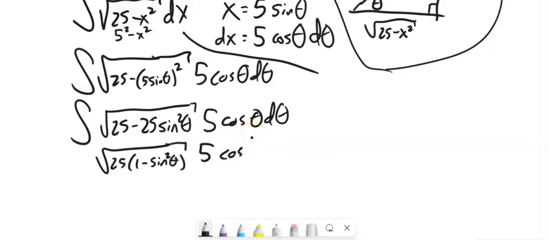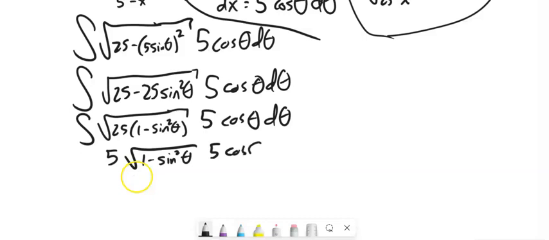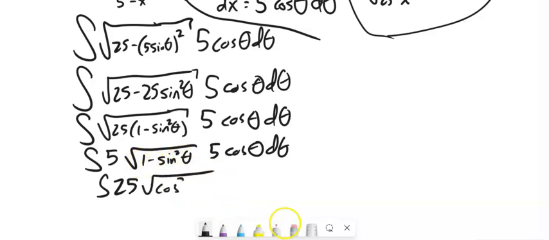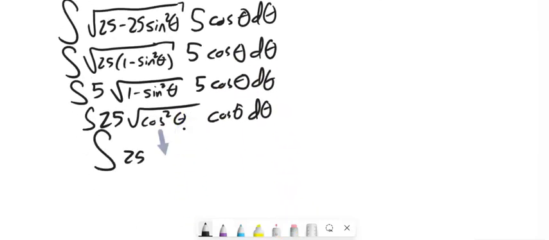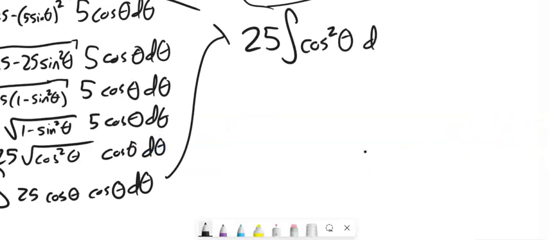I've still got this mess out here. The square root of 25 is 5, so this would be 5 times the square root of 1 minus sine squared, times 5 cosine theta d theta. Still shoving stuff together: 5 times 5 is 25. And we know that 1 minus sine squared is cosine squared, so it's the square root of cosine squared, which is just cosine. And that gives us cosine squared. So I'm going to say 25 times the integral of cosine squared theta d theta.